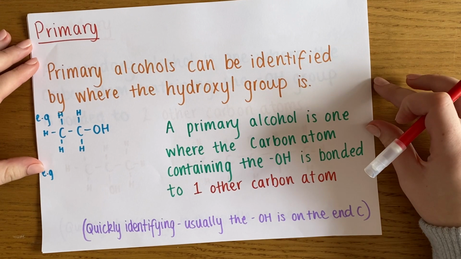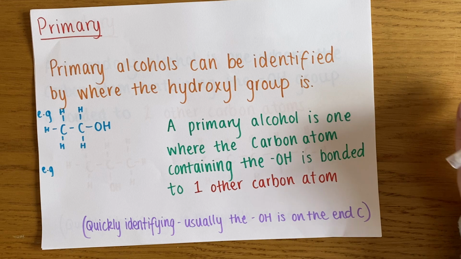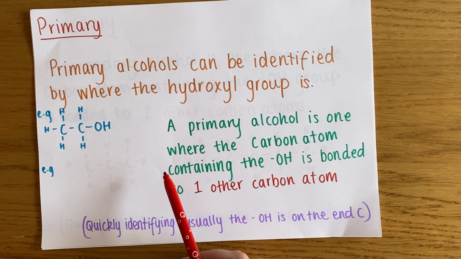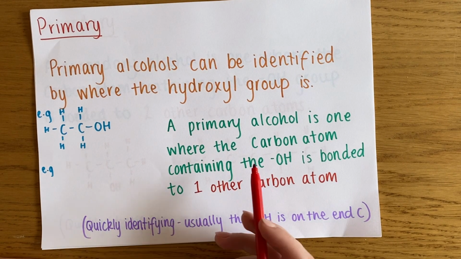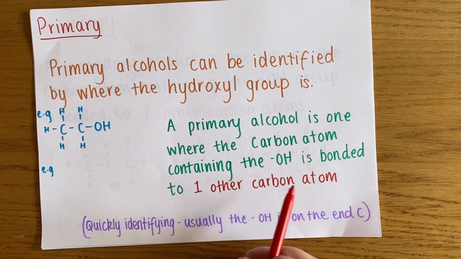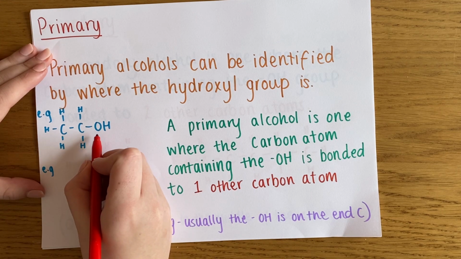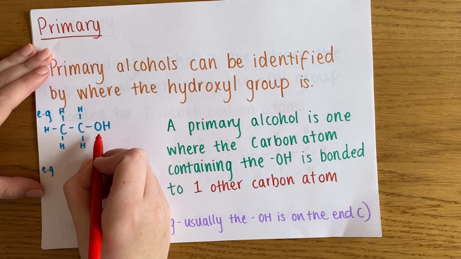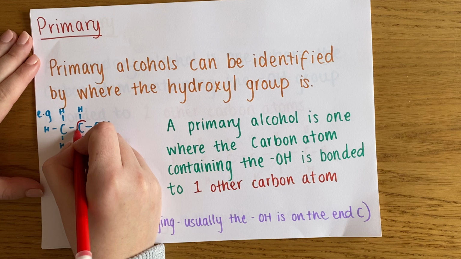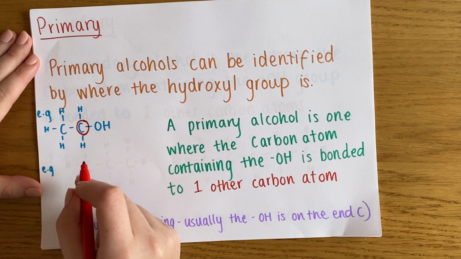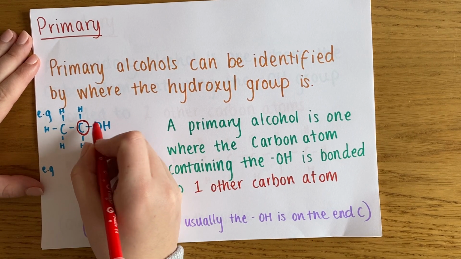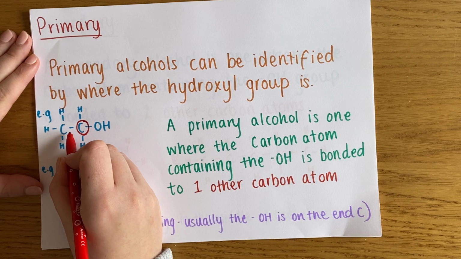Primary alcohols can be identified by where the hydroxyl group is. A primary alcohol is one where the carbon atom containing the OH group is bonded to one other carbon atom. So for example, here you've got your hydroxyl at the end. You look at the carbon containing that hydroxyl group, so you're going on to this carbon here, and that is bonded to one other carbon. So the carbon containing the hydroxyl group is bonded to one other carbon.